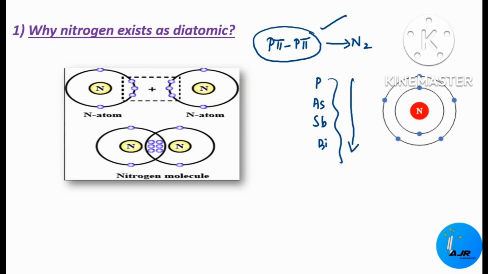The p orbitals of these heavier elements are very large and in a diffused state, so they cannot overlap effectively like nitrogen. Nitrogen, since it has a smaller size, has p orbitals that can easily overlap. Since it overlaps easily, it forms the effective p pi multiple bond. So this is the reason why nitrogen exists as N2, a diatomic molecule, whereas phosphorus, arsenic, antimony and bismuth cannot exist as diatomic.